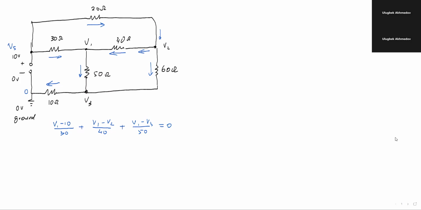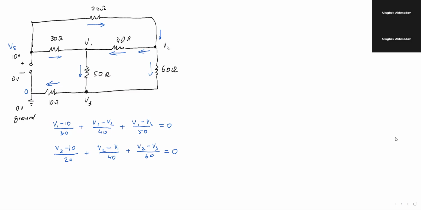Now V2. So we have current coming through the 20 ohm resistor, which will be V2 minus 10 over 20 ohms, plus the current coming through the 40 ohm resistor, which will be V2 minus V1 over 40, and then the current coming through 60 ohms, which will be V2 minus V3 over 60. That's going to be 0. All the currents add up to 0.